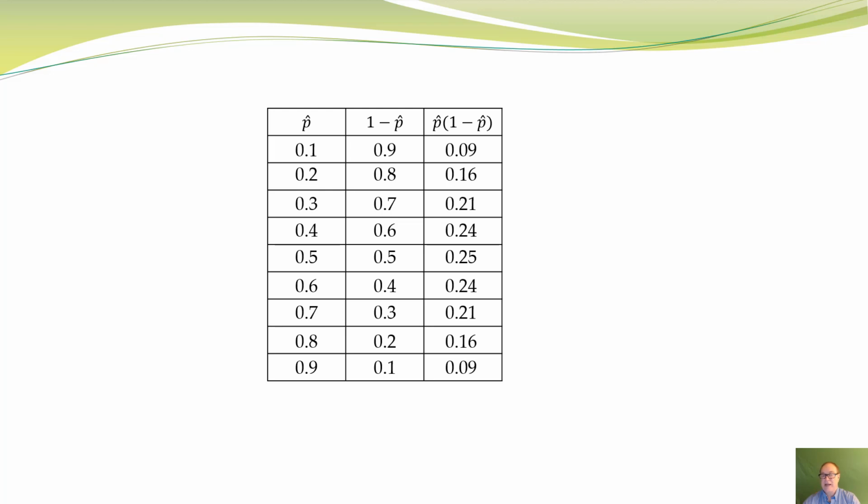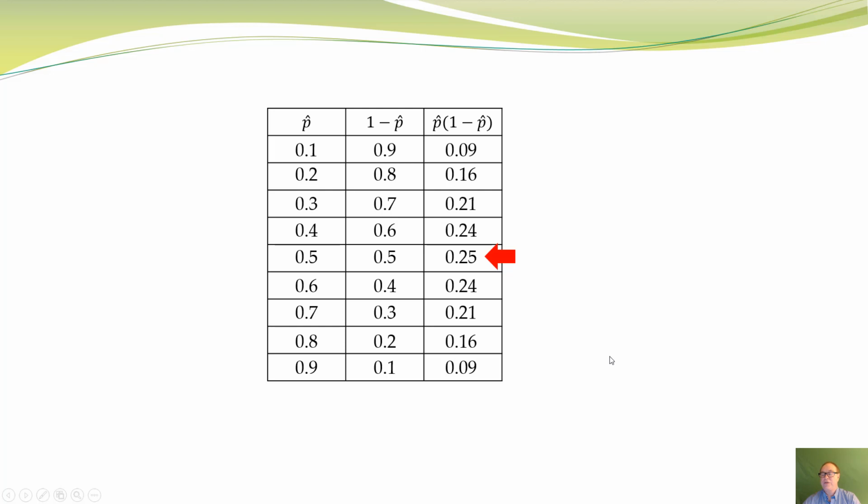And we get to 0.9. If you notice, p-hat times 1 minus p-hat starts out at 0.09, goes up to 0.25, then goes back down to 0.09. So the largest value of p-hat times 1 minus p-hat is 0.25. That's the largest value you can get.